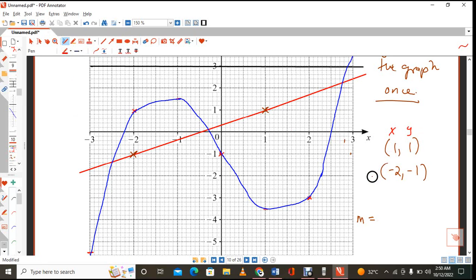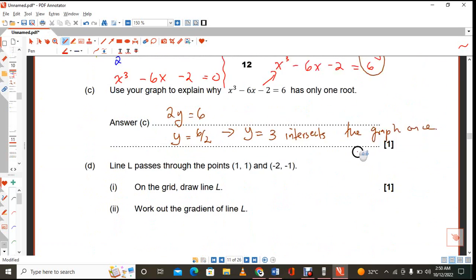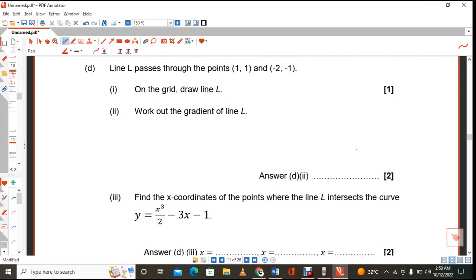Okay, so you will have 1 minus negative 1, a difference of 2 in y values, and the same for 1 minus negative 2, the difference in x values. If you work this out, you get 2/3. So in any case, the answer to that question, the gradient, is nothing but 2/3. When you use the formula, you're getting the gradient with the correct sign.